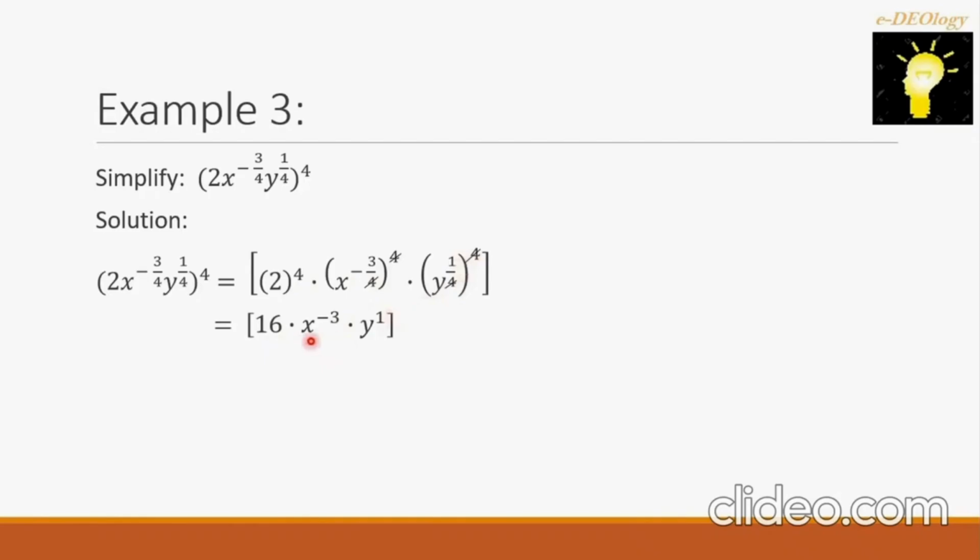Then we will rationalize the negative exponent by simply putting the 1 over x raised to positive 3 or x cubed. Then on the next line we will simplify 16 multiplied to y, we'll get the 16y over the x cubed. So this is our final answer.